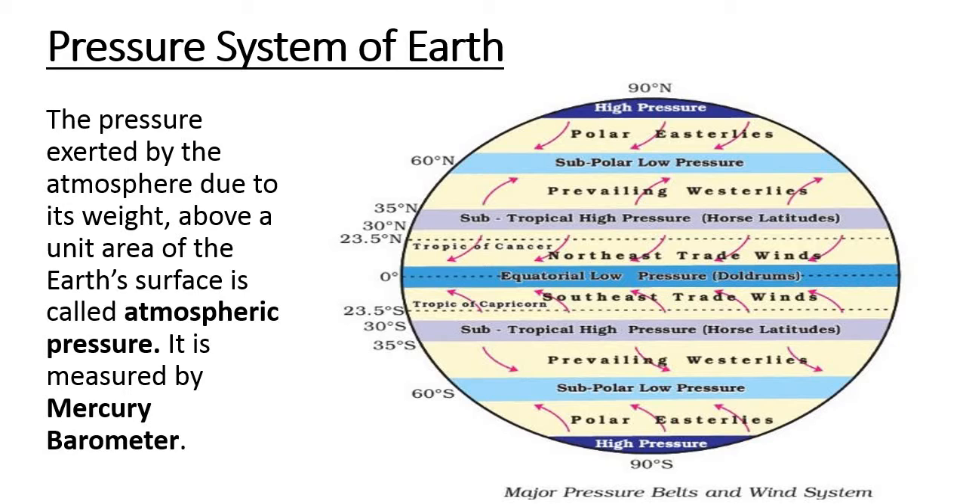This is our earth and different pressure belts are seen with the colored horizontal bar. In the middle, this is the equatorial low pressure belt, and towards the northern hemisphere and towards the southern hemisphere, these are the other belts: subtropical high pressure belts, subpolar low pressure belts, high pressure belts. So different pressure belts are found in the northern hemisphere as well as in the southern hemisphere.